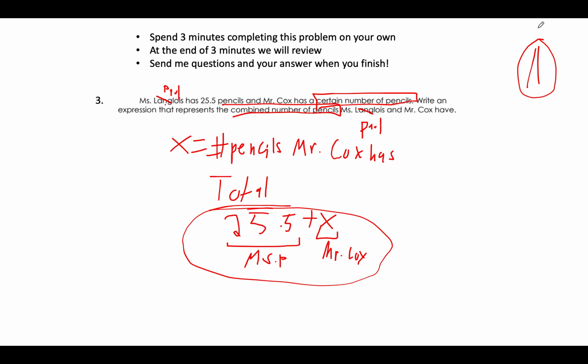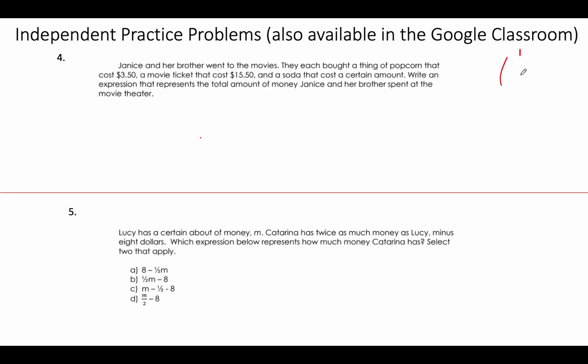Alrighty, I changed the name of this person that I could not pronounce into Miss Paul, our wonderful 7th grade science teacher. And it says, Miss Paul has 25.5 pencils and Mr. Cox has a certain number of pencils. So I know that our variable x is going to be the number of pencils that Mr. Cox has. Write an expression that represents the combined number of pencils that Miss Paul and Mr. Cox have. So that means we're going to do 25.5, that's Miss Paul, and we're going to add x pencils to it, which is going to be Mr. Cox's pencils. Awesome. For 4 and 5, I want you to pause and then resume when you've answered these questions.